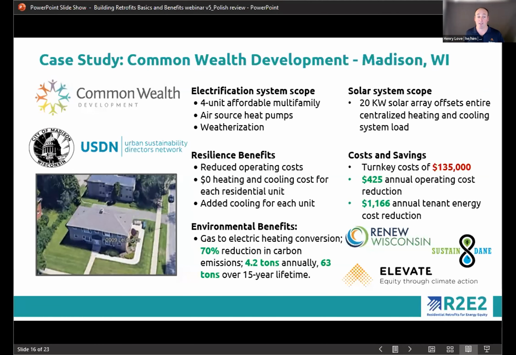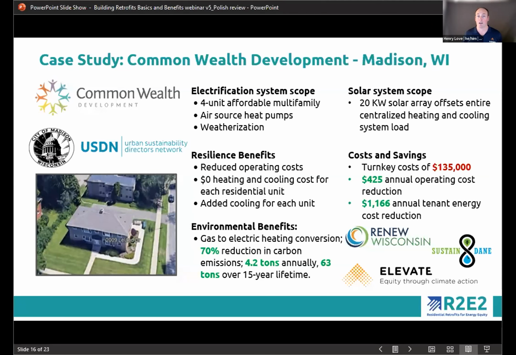The environmental benefit was that it converted gas to electric heating, and that resulted in a 70% reduction in carbon emissions, which is 4.2 tons annually and 63 tons over the 15-year lifetime of those heat pumps. A 20 kilowatt solar array was installed, which offset the entire centralized heating and cooling system load. So solar became the primary fuel for heating and cooling the home, which resulted in that massive reduction in costs to the tenants.